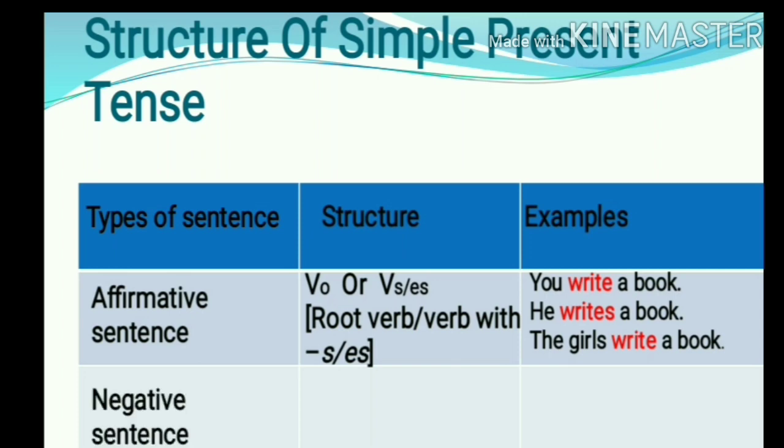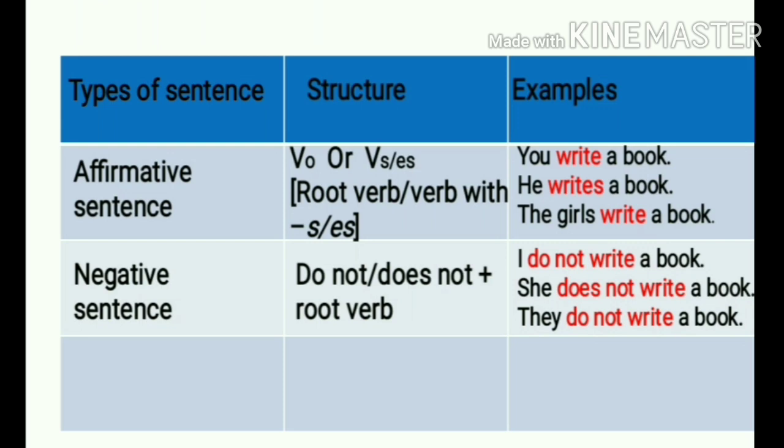In negative sentence, we take do not or does not with the root verb. I do not write a book, she does not write a book, they do not write a book are the examples of the negative sentences in a simple present tense.